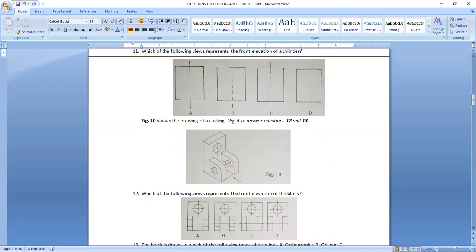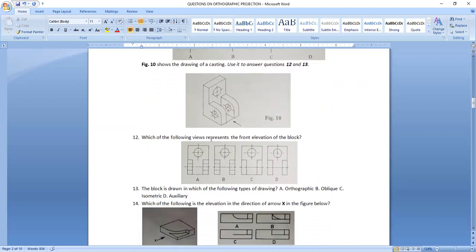And question 10, we have that figure 10 shows the drawing of a casting. Use it to answer questions 12 and 13. Then in question 12, which of the following represents the front elevation of the block? Looking at what we have here, option A is the correct answer.